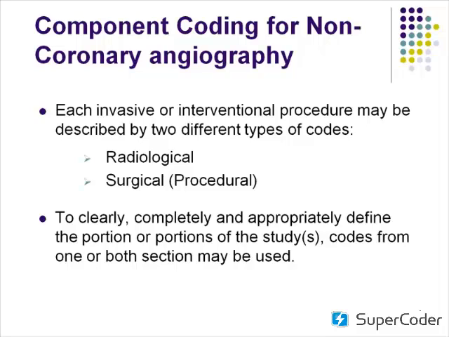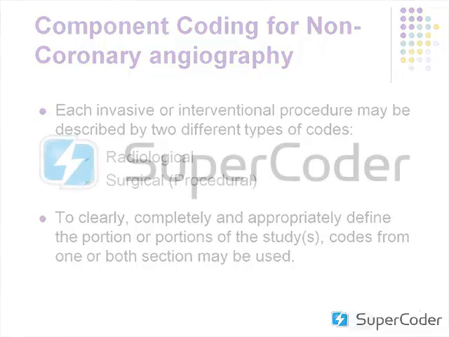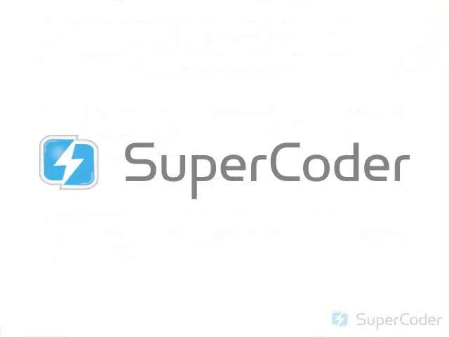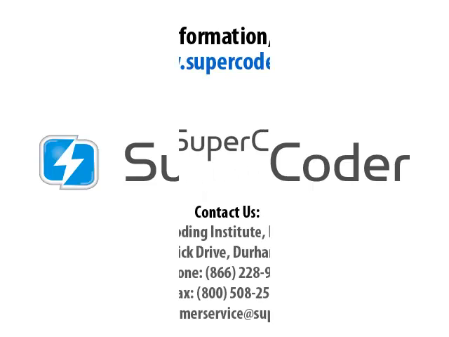To clearly, completely, and appropriately define the portion of these studies, you might need to make sure you know about both of those sections. So the first section is radiology codes, and those are in the 70,000 section. So if you hear me use the word S&I or RS&I, that's a radiological supervision and interpretation code. That's actually what you did. You performed an angiogram.